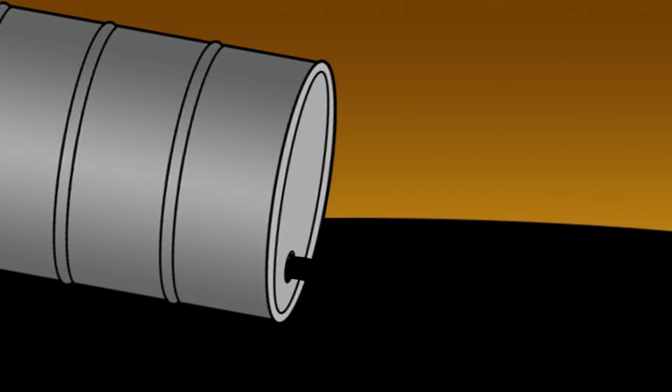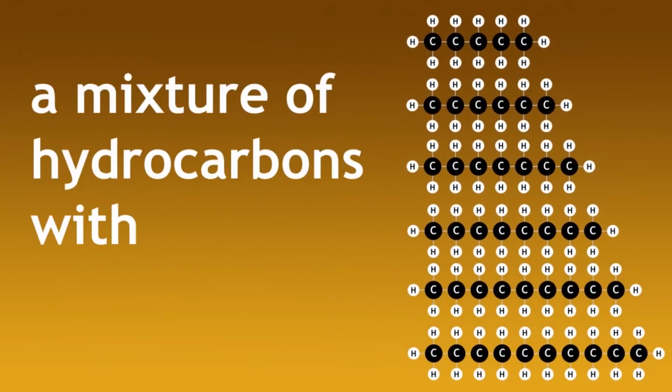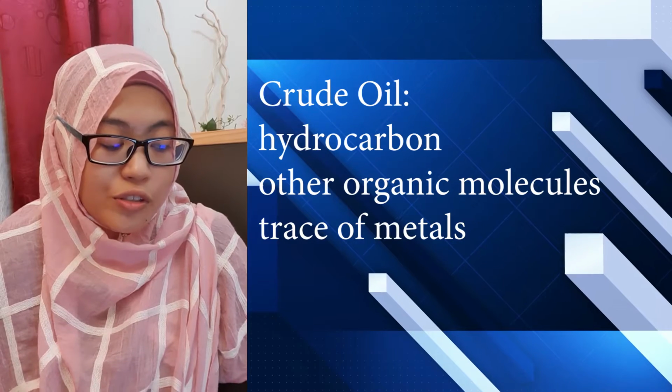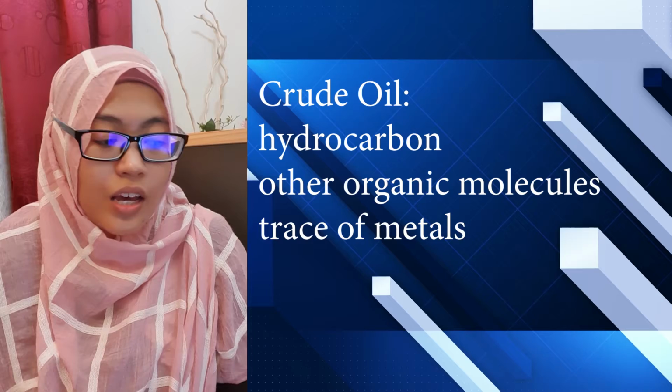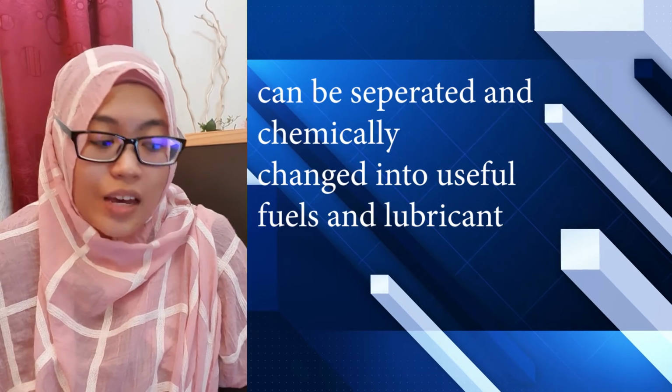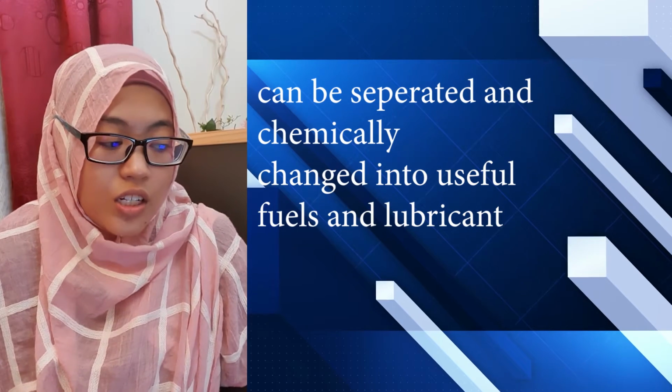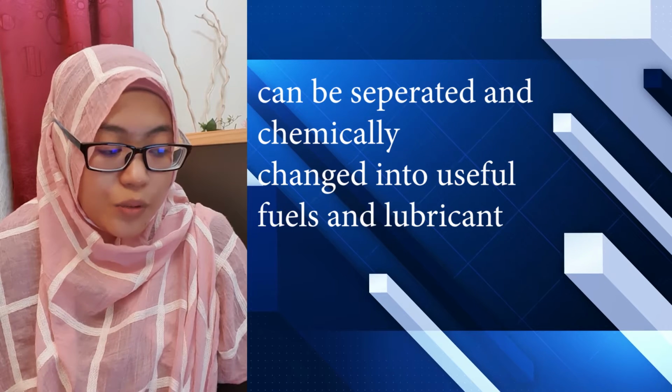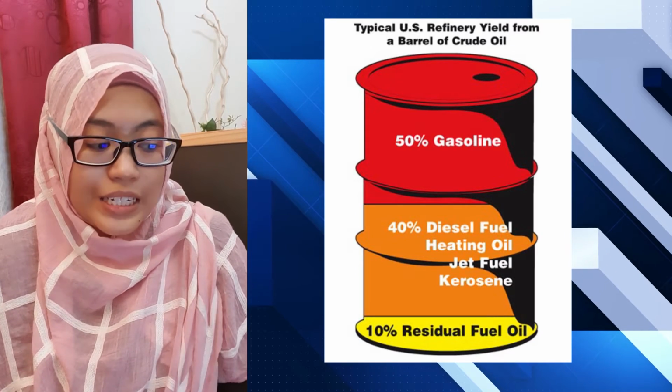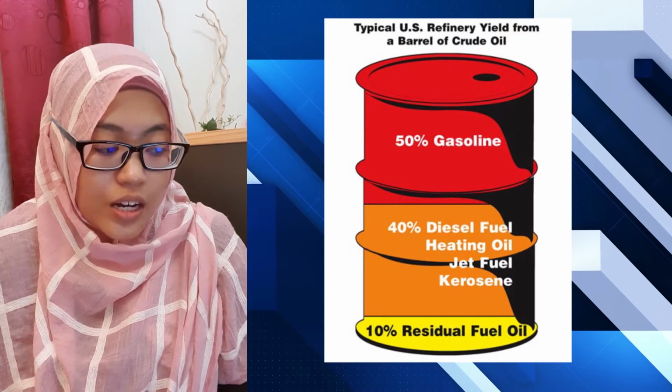Crude oil is a black, viscous slurry of different hydrocarbons, other organic molecules, and trace amounts of metals that can be separated and chemically changed into useful fuels and lubricants like gasoline, diesel, propane, jet fuel, and even wax.